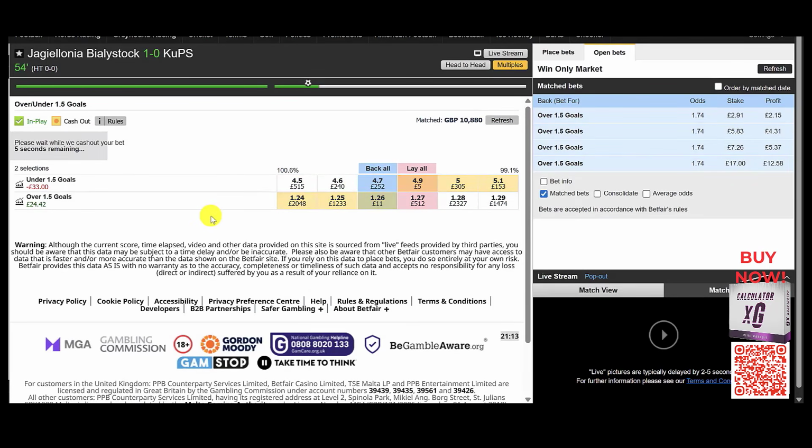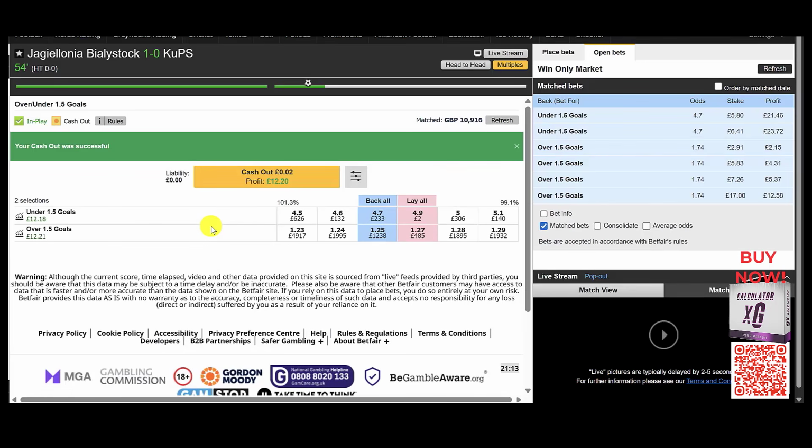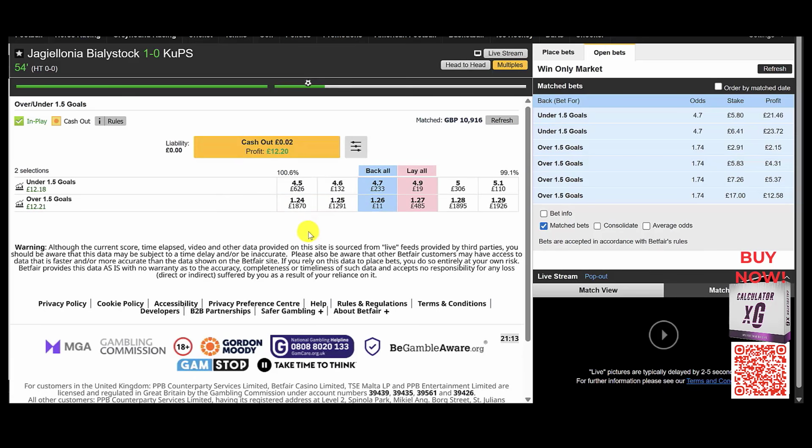Okay, so that's it. Obviously, from this point, you could just keep your eye on the match, see if the XG does start to shift or if any other trends develop, and then you can deploy your strategies. But that's pretty much it. We've locked in a profit on the match odds market. We locked in a profit on the goals market. And we are out within 9 minutes of the second half.